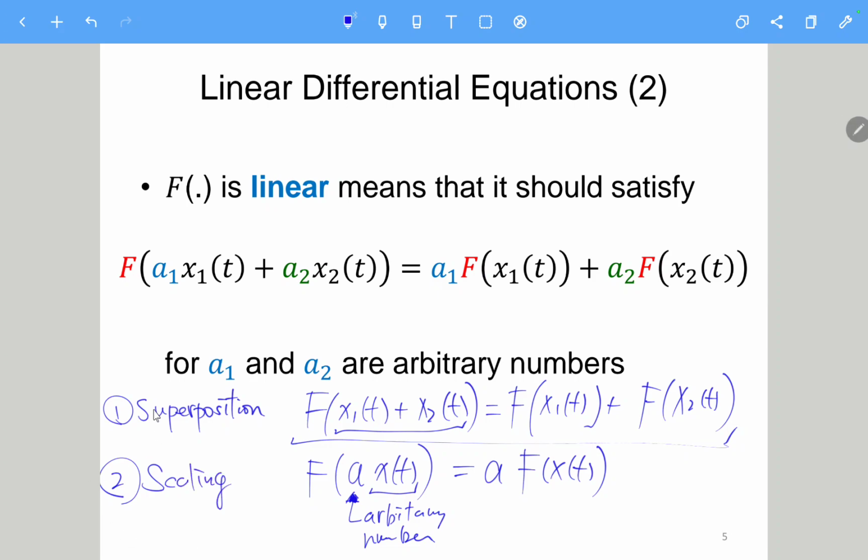Scaling. Okay, if we combine these two characteristics, they form this one. For the first case, with superposition, we can regard this one as the first function and this one as the second function. So we have f of a1 x1 of t plus f of a2 x2 of t. Then we can further apply scaling. Because a1 is an arbitrary number, if it is linear, we can put it outside, so it becomes this term, and we can put a2 outside and it becomes this term. So if the functional f satisfies this, we can call it linear.